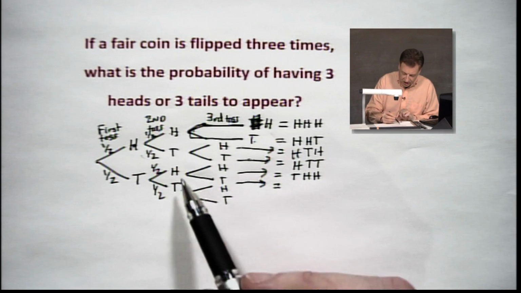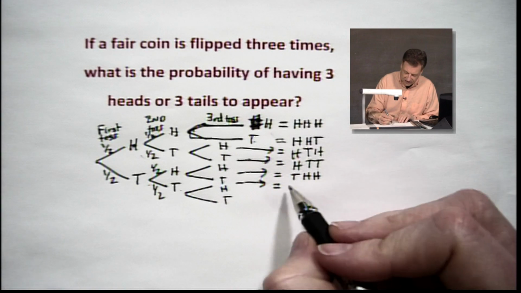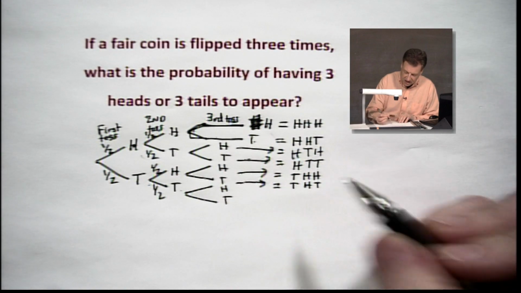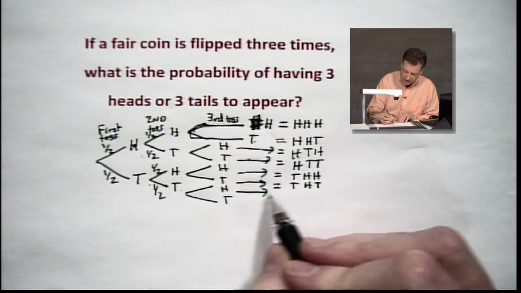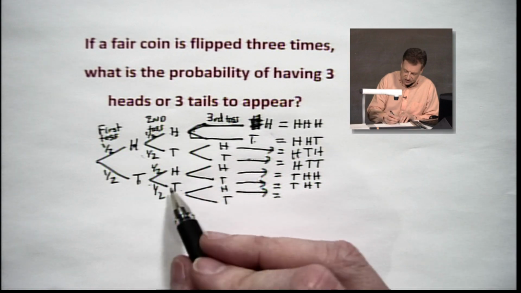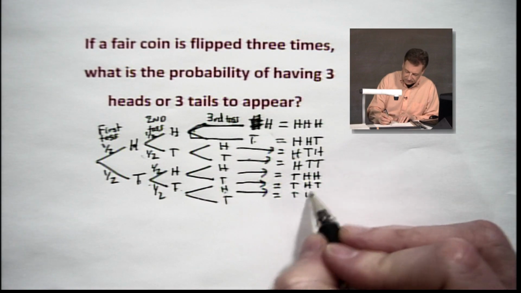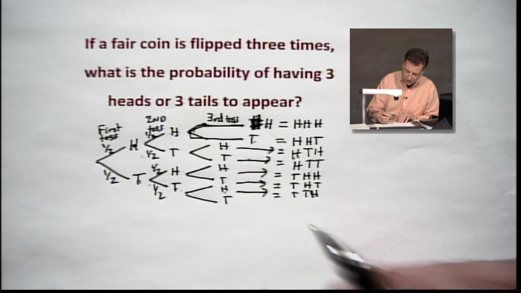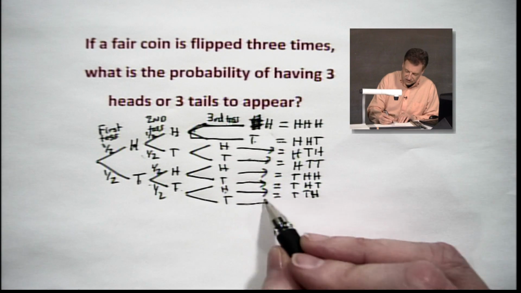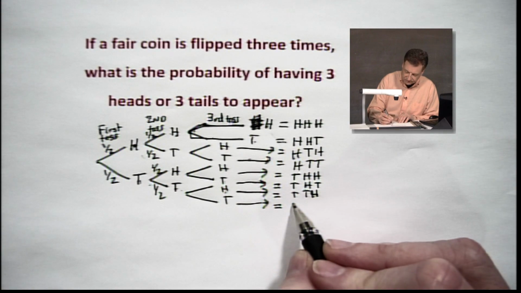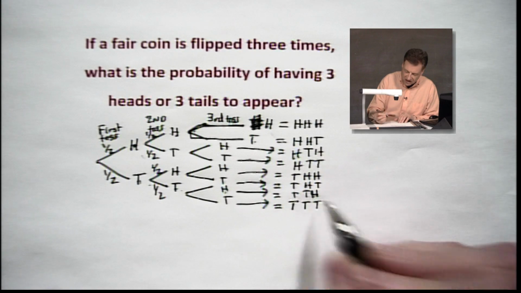So let's keep looking here. I've got tails, heads, tails. Isn't that sweet? THT. Let's play out another round here. This is going to give us tails, tails, heads. If I can put the right letters down, you will have, looks like 8 different pieces here. And then we got tails, tails, tails.